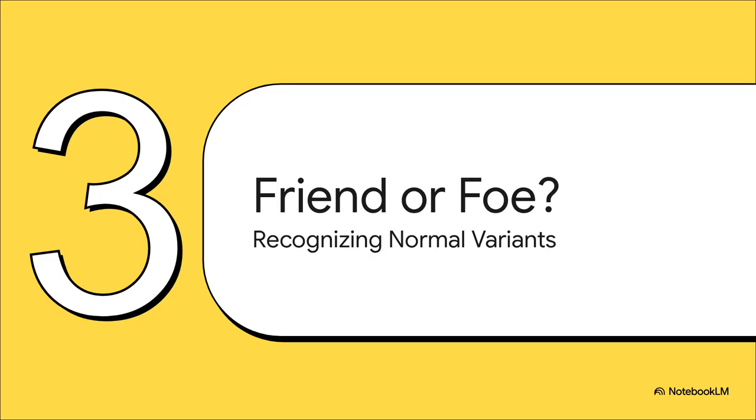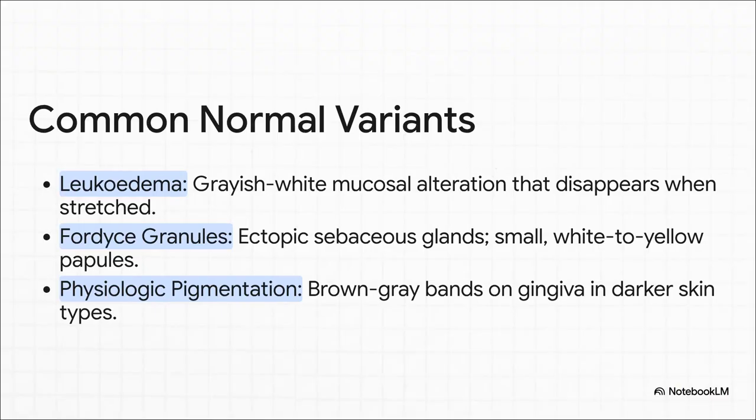One of the biggest things that builds confidence is just knowing what's normal. There are so many things you can find in the mouth that look a little scary but are completely benign. Knowing these friendly variants will save you and your patient a whole lot of unnecessary stress. Let's look at 3 super common ones you're going to see.